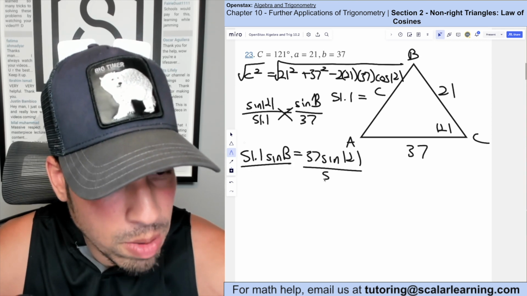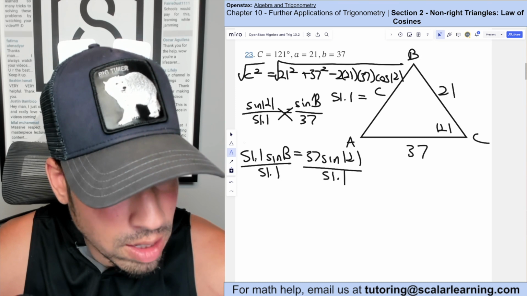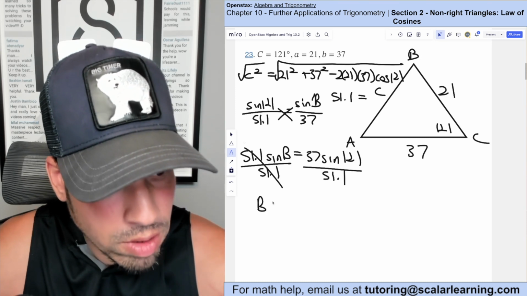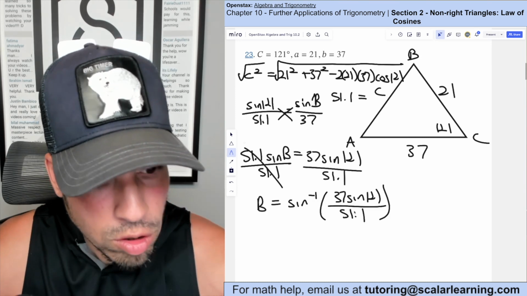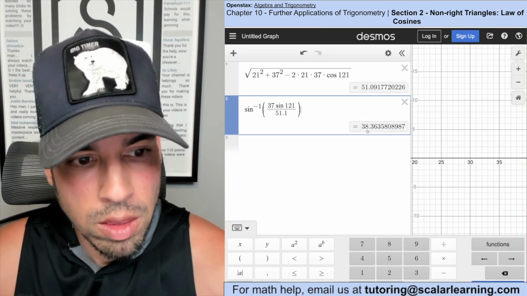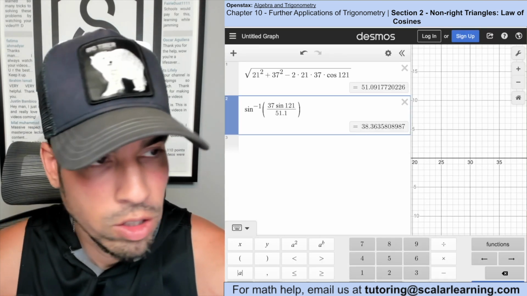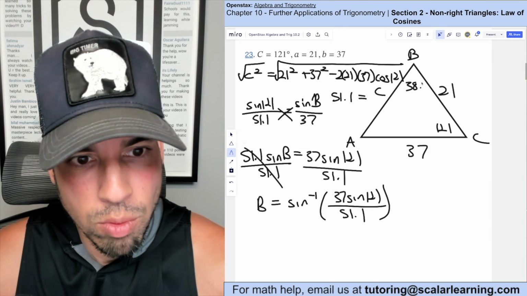Then we're going to divide both sides by 51.1 to isolate, and then to get rid of the sine, we have to take arcsine of both sides. So let's plug this into Desmos now. And we get 38.4 rounded to the nearest tenth. So B is 38.4 degrees.